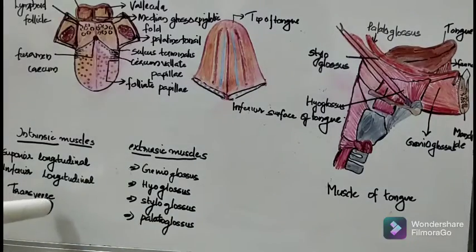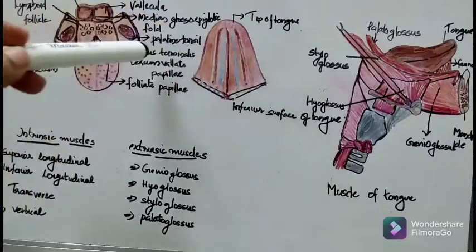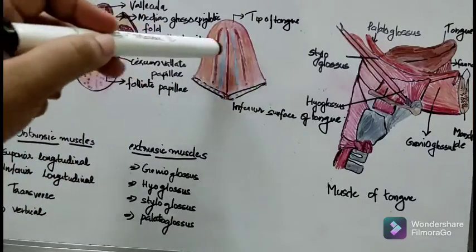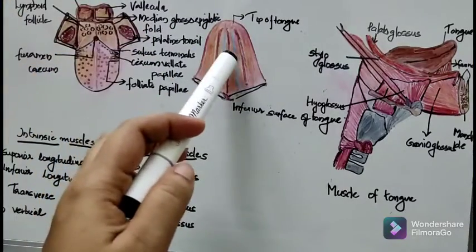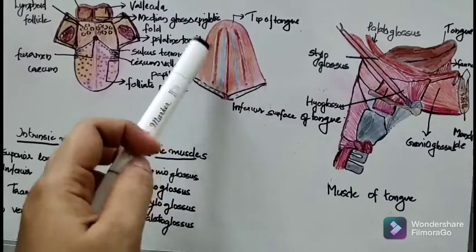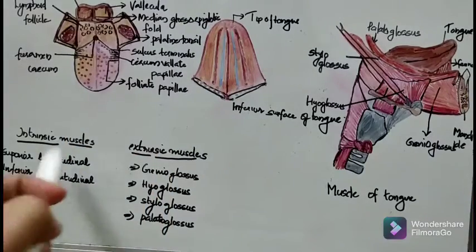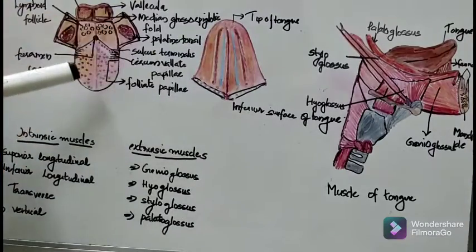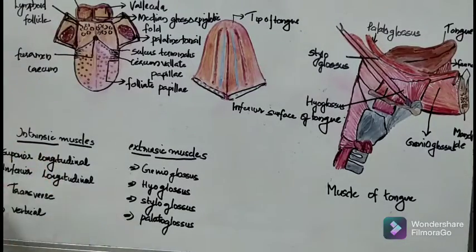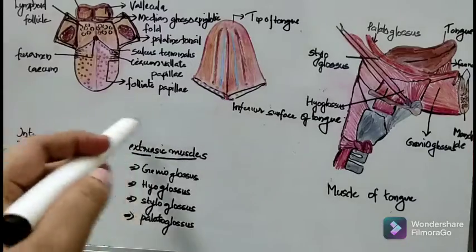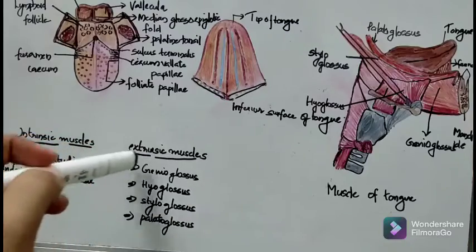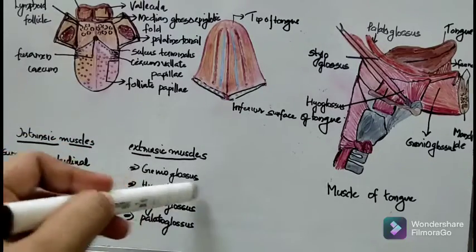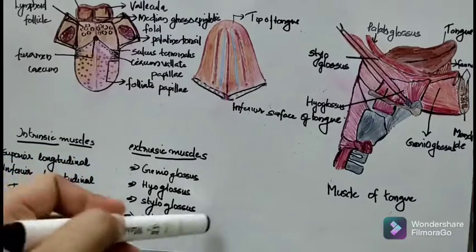Next is the transverse muscle. The transverse muscle is horizontal, and it extends from the medial septum to the margin of the tongue. Next is the vertical muscle. The vertical muscle is nearer to the anterior surface of the tongue. So these are the intrinsic muscles. Next are the extrinsic muscles. They are the muscles which are involved in the movement of the tongue. They are classified into 4 types: the genioglossus, hyoglossus, styloglossus and palatoglossus.